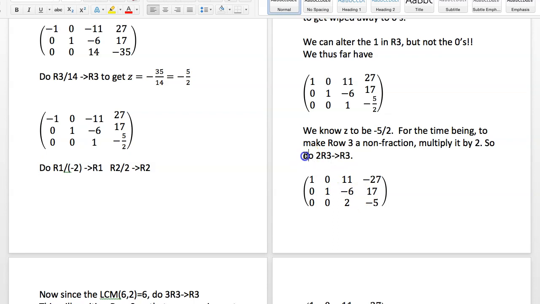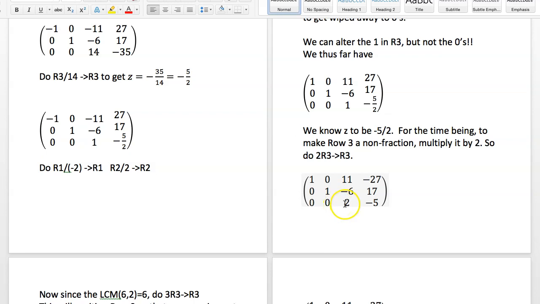So I'm going to do this guy right here, and that'll turn 0, 0, 1, -5 halves into 0, 0, 2, -5. Hey, no more fractions for the time being, right? Now that the fractions are temporarily gone, look at column 3. Column 1 is beautiful. Column 2 is beautiful. Column 3 needs some dusting, right?